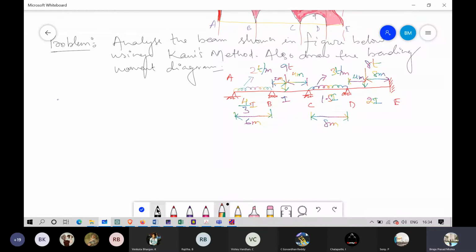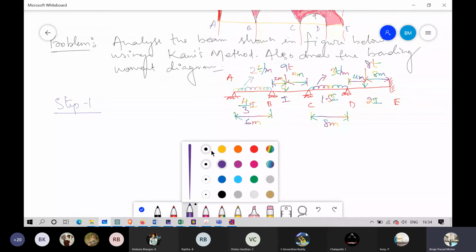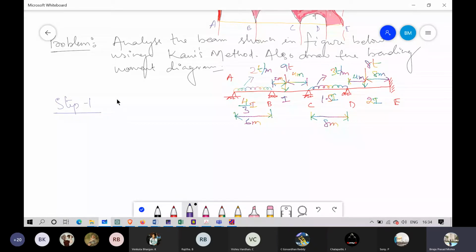So what will be the first step? Who can tell? The step 1 will be fixed end moments, right? Fixed end moments. Okay, so the fixed end moments.